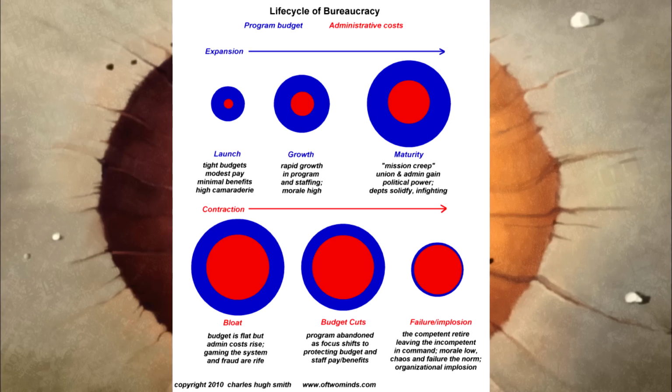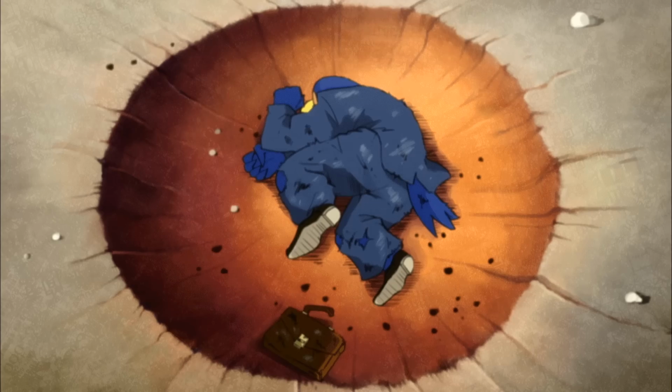And then the ultimate failure and implosion. The competent retire or they leave. And leaving the incompetent in command, morale is low, chaos and failure are the norm, and organizational implosion. This is exactly how it goes.